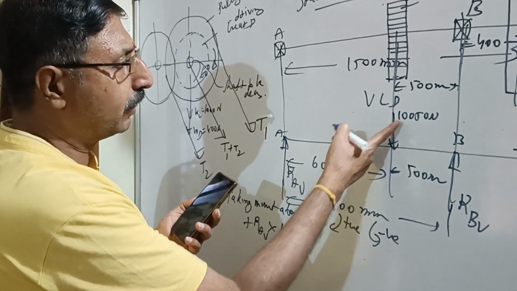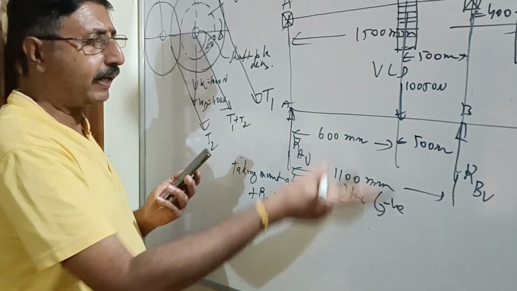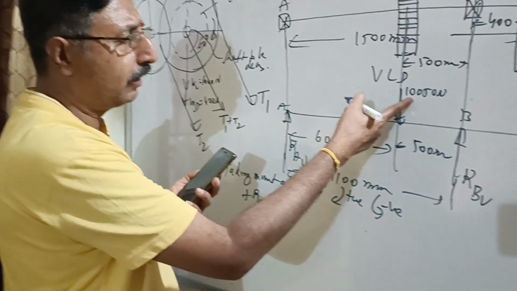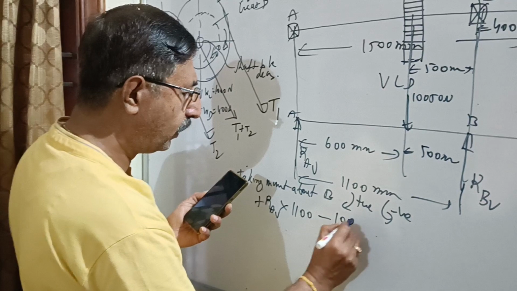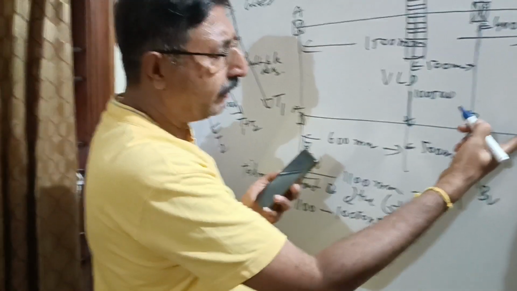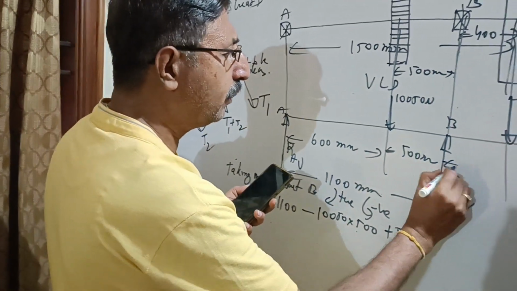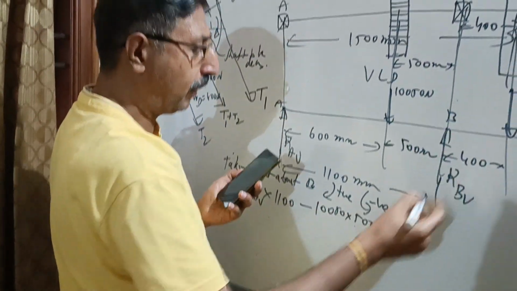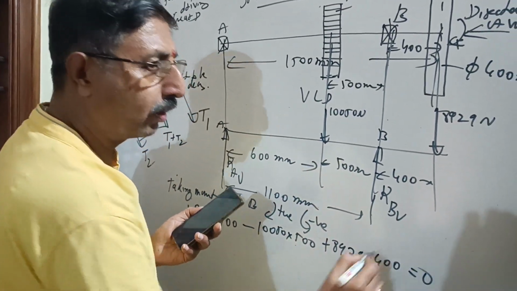Now what is the moment due to 10,050 about B? That is acting in the anti-clockwise direction. So minus 10,050 into 500. Then what is the moment due to 8,929 about B? That is going in the clockwise direction. So plus 8,929 into 400, from here to here, this 400 is already there in the problem. Plus 8,929 into 400 should be equal to 0.